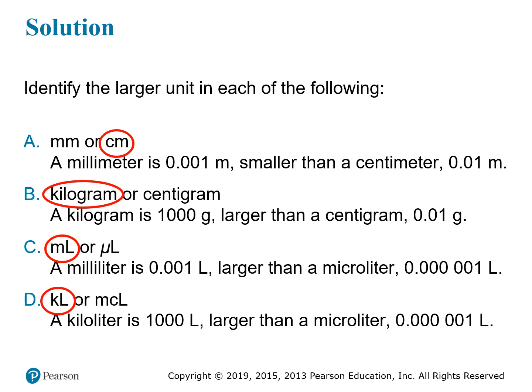For C, we have milliliter versus microliter. Milliliter is 1/1000th of a liter, and microliter is 1/1,000,000th of a liter. So the milliliter is larger. And finally, for D, we have kiloliters and microliters. Remember, MC is an alternative abbreviation for micro. Hopefully by now you recognize that a kiloliter is much larger than a microliter.